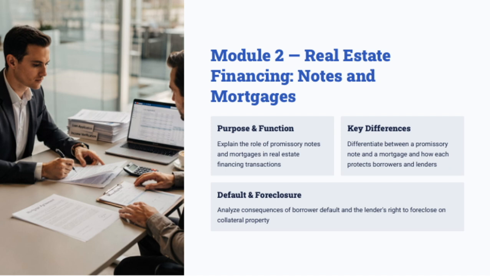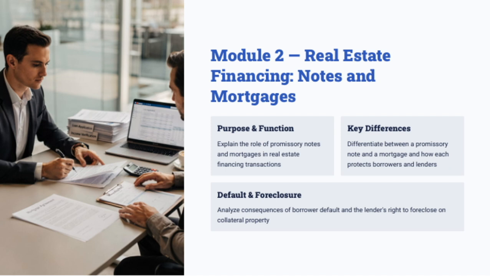Now, let's differentiate between a promissory note and a mortgage. The promissory note is essentially the borrower's promise to repay the loan under agreed terms. It's a personal obligation that details the amount borrowed, interest rate, and repayment schedule. On the other hand, the mortgage is the security instrument that gives the lender a legal claim to the property if the borrower defaults. Both documents serve important roles.